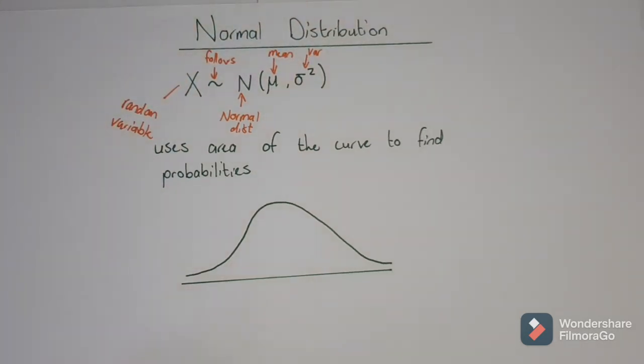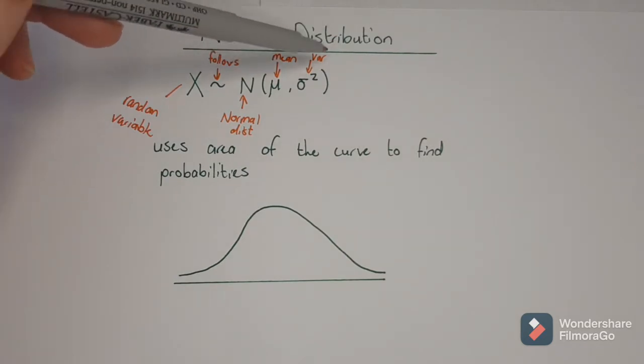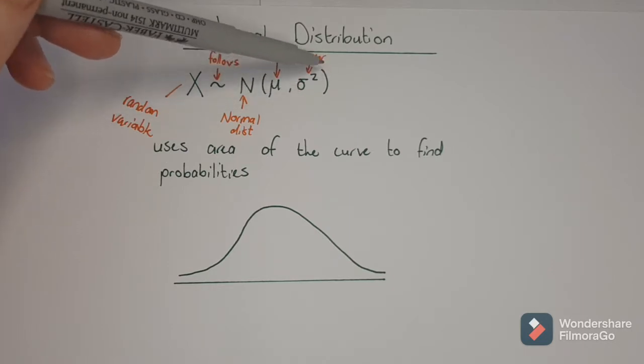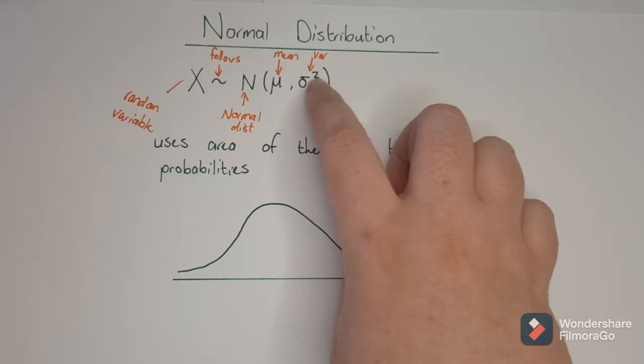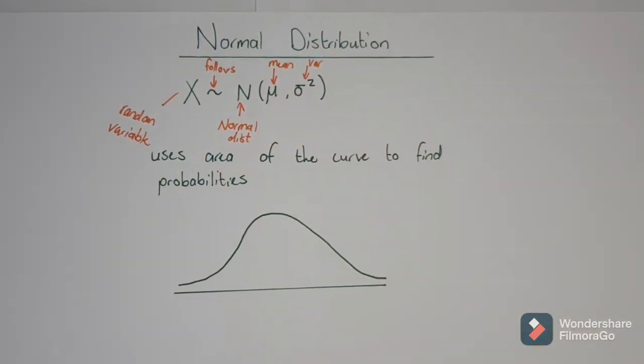So whenever we have to find a normal distribution, we're going to use the mean and the standard deviation, which is the square root of the variance. So remember, we'll just ignore that squared. And if this is the variance, we're going to square root it in order to get our standard deviation.